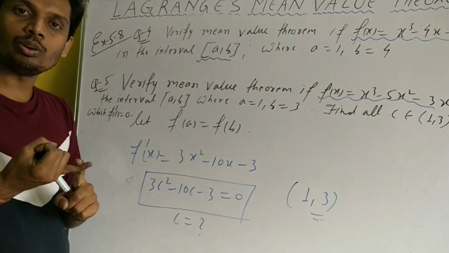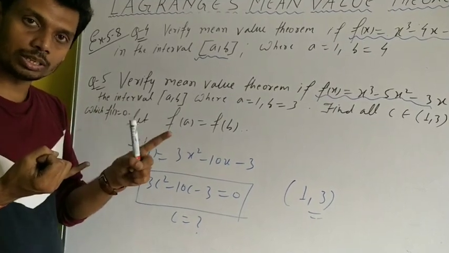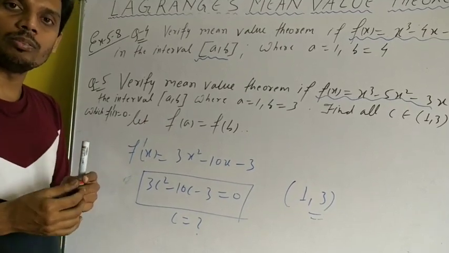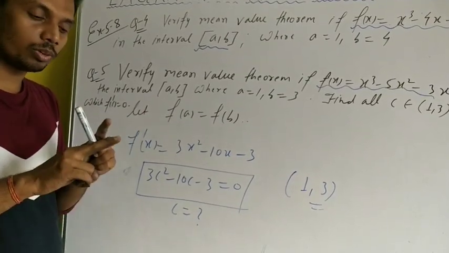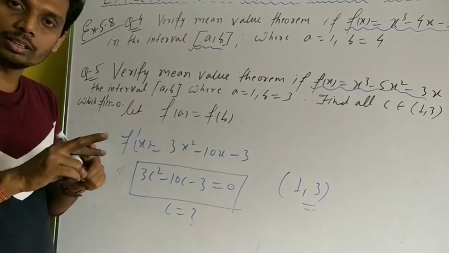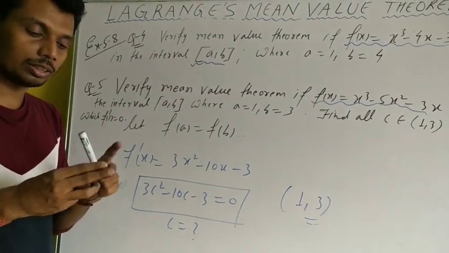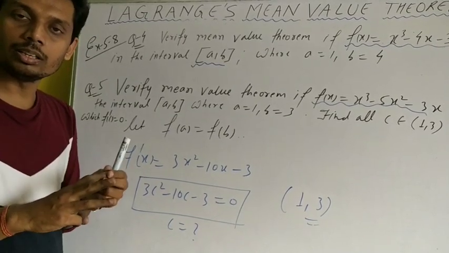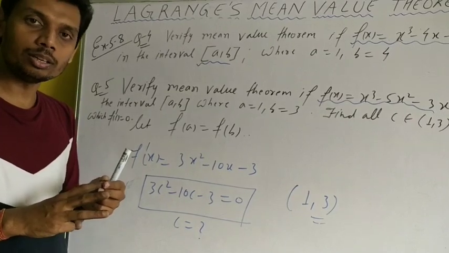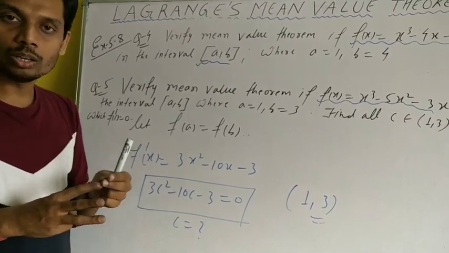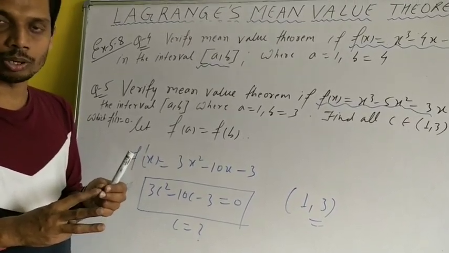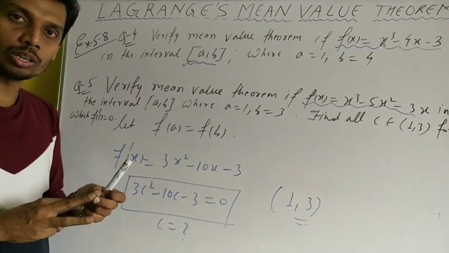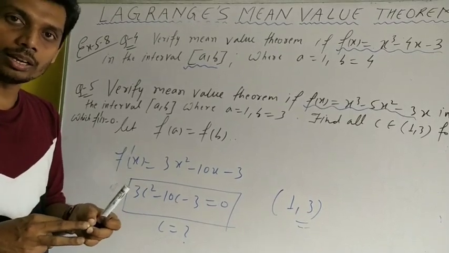So LMVT will not hold for the first function. You can go through the book, or you can repeat the video. There you will find that in question number 2, the first part is the greatest integer function, the second part is the greatest integer function, and the third part is the polynomial function. The first part being the greatest integer function, it is a discontinuous function. So again, it will not hold Rolle's theorem as well as Lagrange's mean value theorem. The second function was again a greatest integer function, so again it will not hold Rolle's theorem as well as Lagrange's mean value theorem.